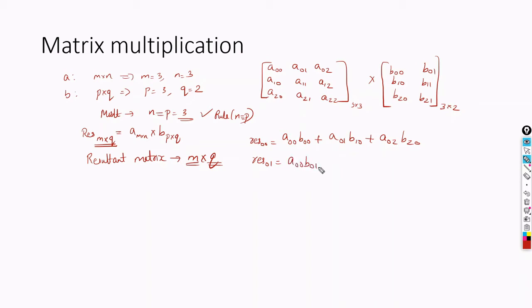A00 into B01 plus A01 into B11 plus A02 into B21. So you get the second element.